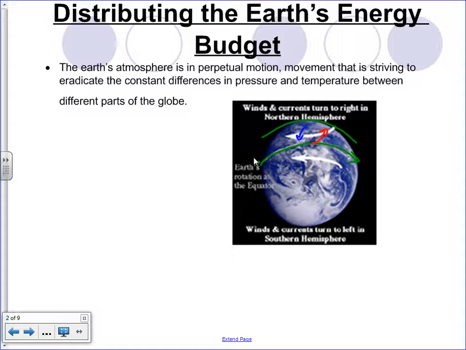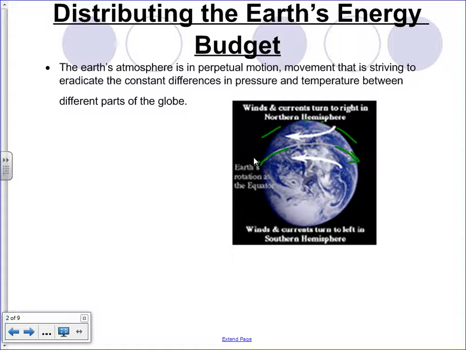So here's what's going on. I'll draw this a little bit better. Hot air: is it going to be higher or lower than the cold air? Will hot air be on top or on the bottom of cold air?